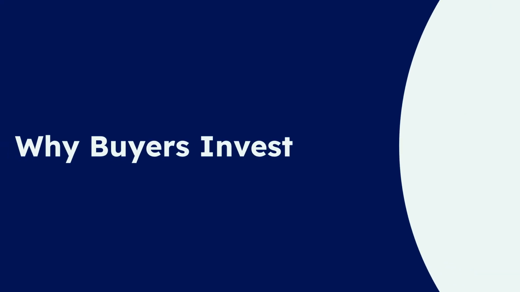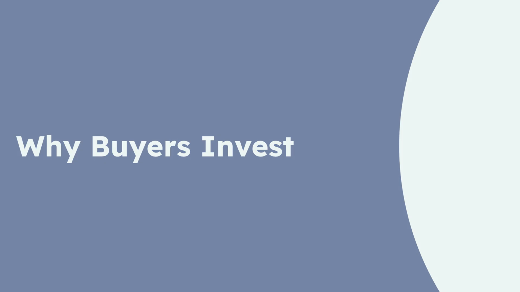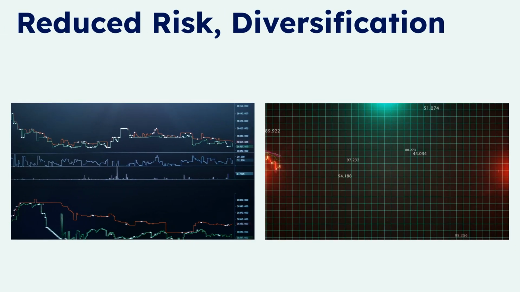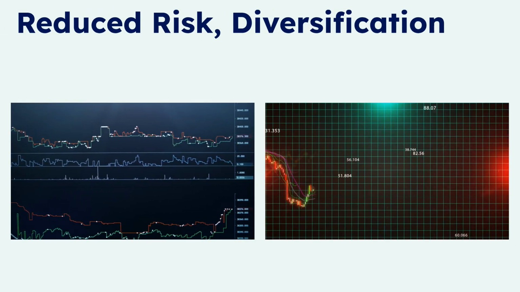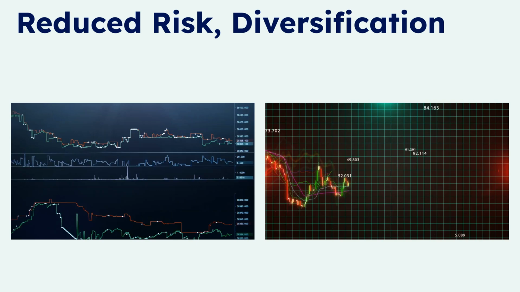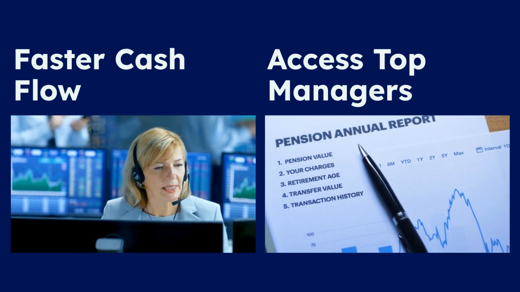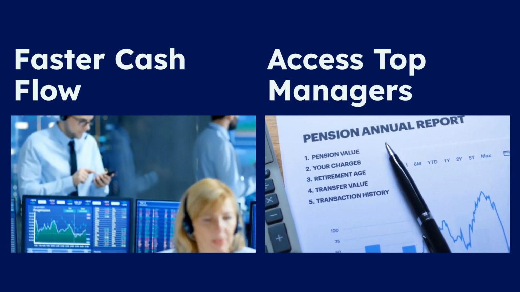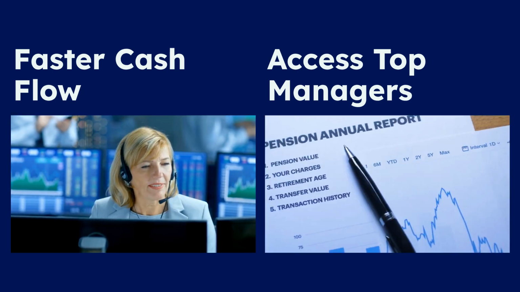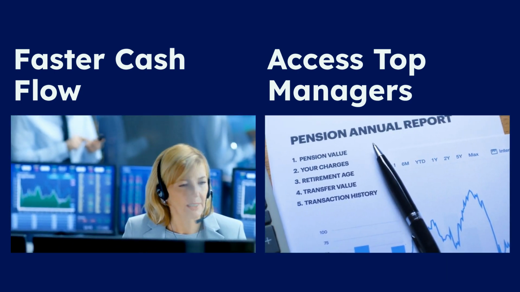So why do buyers flock to secondaries? Buyers benefit from reduced blind pool risk, as assets are already visible, and they achieve diversification across vintages, sectors, and geographies. They also enjoy a faster cash flow profile with a shorter J-curve and access to top-tier PE managers who might otherwise be closed to new commitments.